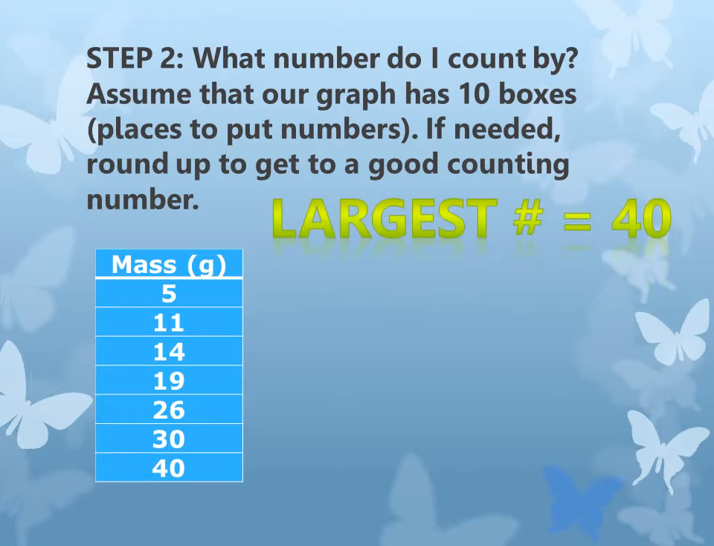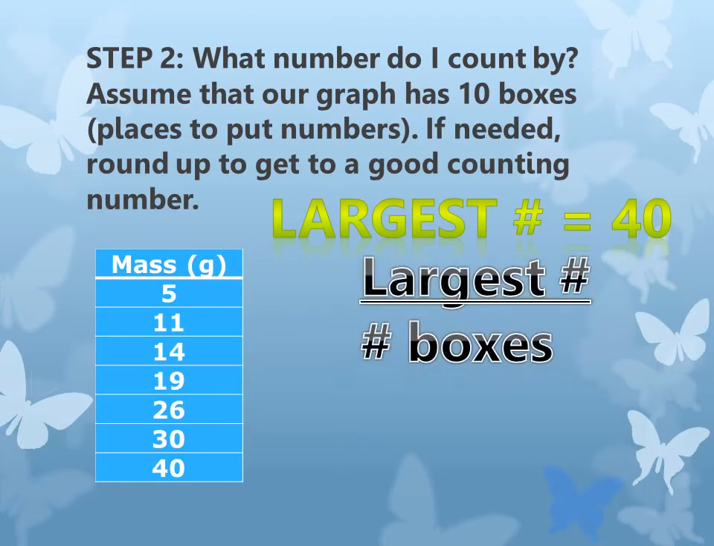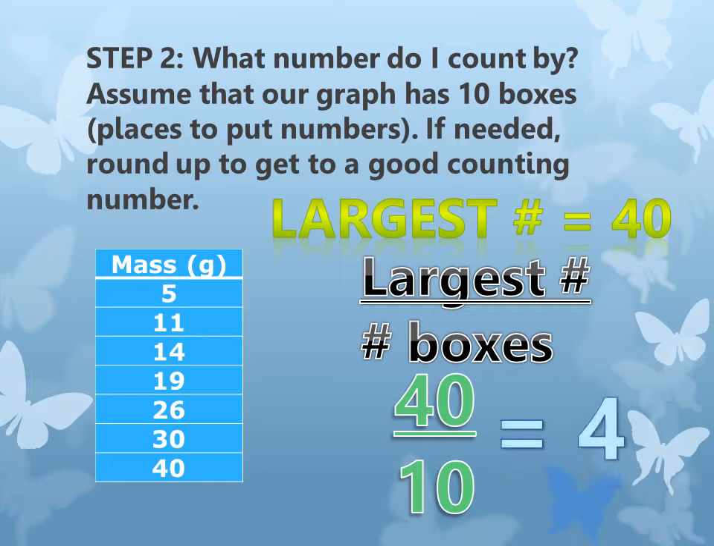So we take our largest number, and we're going to divide by how many boxes we have. And we said we're going to use 10, just because that's an easy number to work with. So you're going to take 40, divide by 10. So that's going to be 4, right? So we're going to count by 4s.